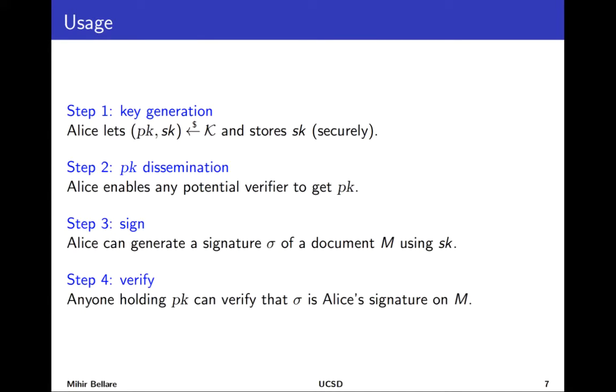Now, how are we supposed to set up a signing system? The way we imagine it works is that Alice starts by running some key generation algorithm on her local machine and gets a pair of mathematically related keys, the public and secret ones. She stores the secret key somehow securely, and then in the next step, finds a way to disseminate the public key so that any verifier gets it.